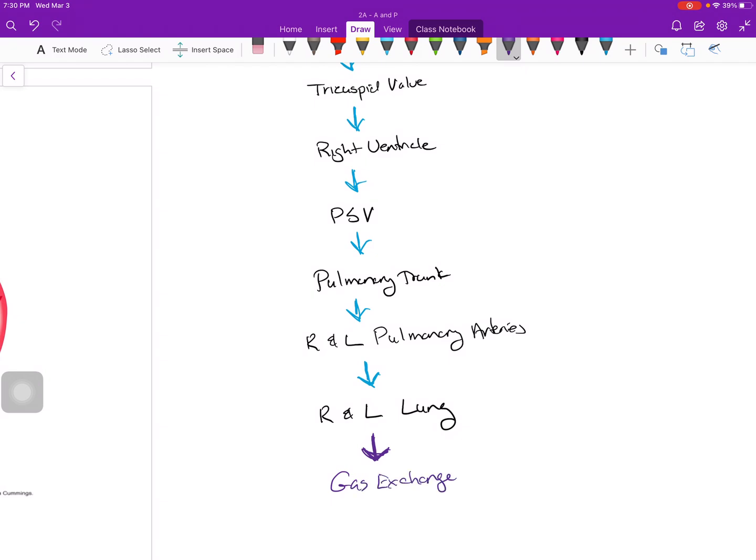And so gas exchange is O2 drop off. Excuse me. Let's try this again, guys. Gas exchange: CO2 drop off and O2 pickup. All right, that's gas exchange.